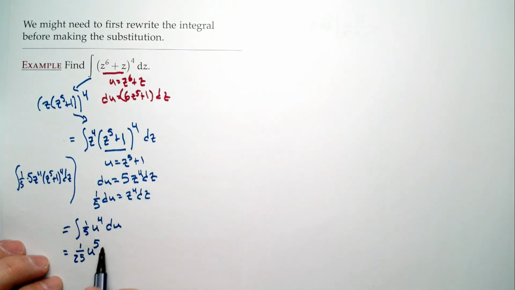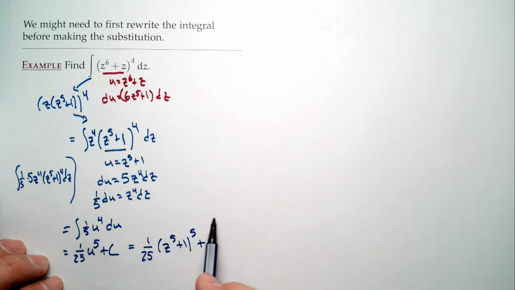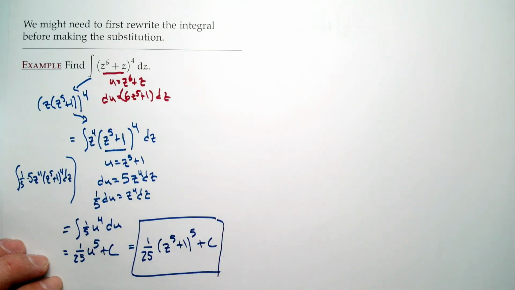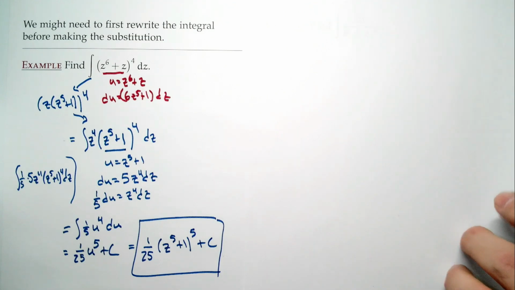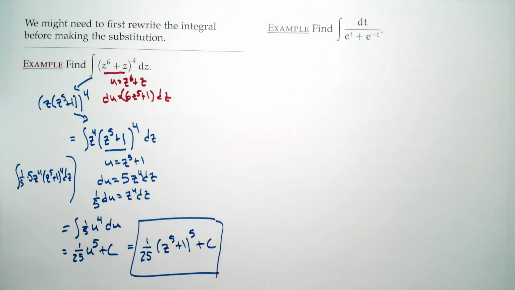And plus c for all those points. Got to get them all. Okay, u is z to the 5th plus 1, so we get 1/25 times z to the 5th plus 1 to the 5th, plus c. And we're good. Done. All right. Well, that's good. Kicking it up a notch. Got to like that. Next layer.